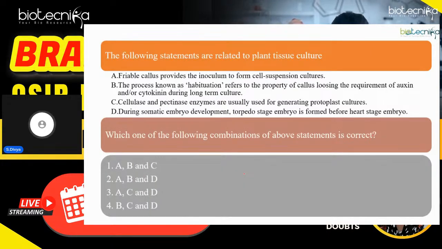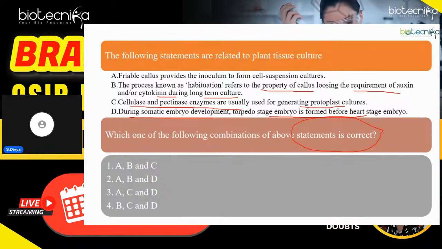Now this is related to plant tissue culture. Friable callus provides the inoculum to form cell suspension cultures. The process known as habituation refers to the property of all callus that loses the requirement of auxin and cytokinin during long-term culture. Cellulase and pectinase enzymes are used for generating protoplast culture. During somatic embryonic development, torpedo stage embryo will be formed before the heart stage embryo. Now here also you have to identify the correct combination of statements.